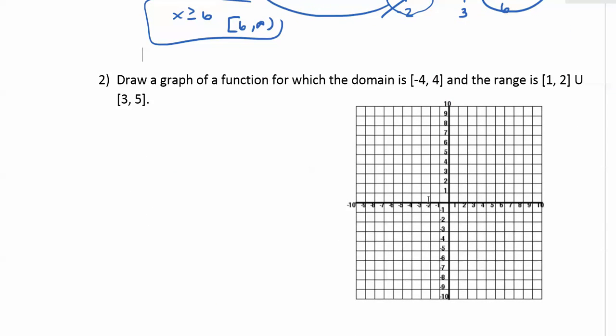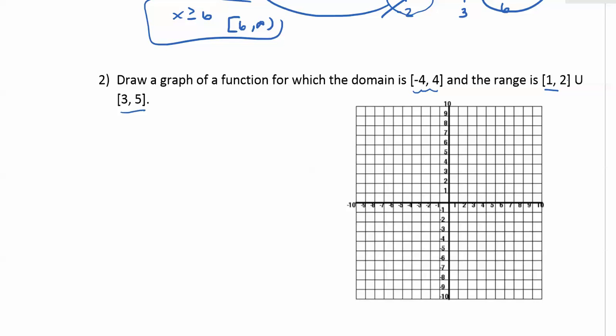For question 2, we want to come up with our own graph of a function where we want to make sure the domain is brackets negative 4 to 4 and range is brackets 1 to 2 union brackets 3 to 5. So with my domain, I want to make sure that it starts at negative 4 on the x-axis but stops at positive 4 on the x-axis, and it doesn't go beyond those points left and right. Now my lowest value in the range, it says from 1 to 2 and then from 3 to 5. Notice there's a gap in the range.